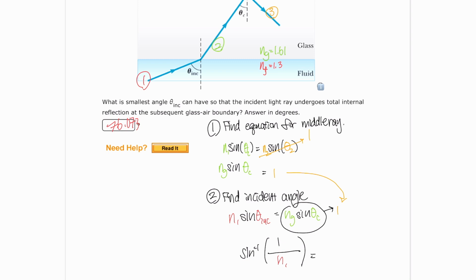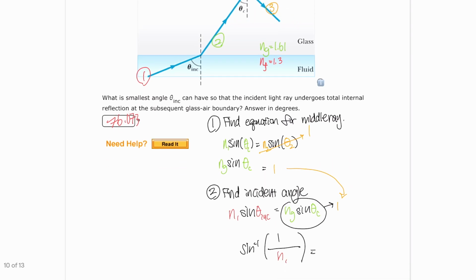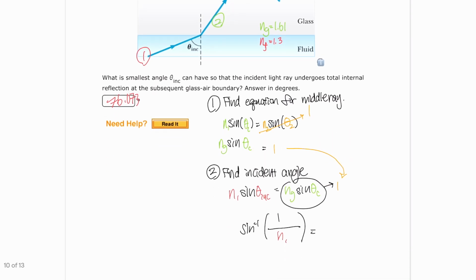So step 2 is to find the incident angle. Now we're going to be dealing with this part. We see that the incident angle is this, and N1 is the fluid. This section is then going to be equal to this section, and this is the exact same expression that was here. So we can just substitute this whole thing for 1, since this 1 was from this section. If we use this little trick, we can do it much faster.